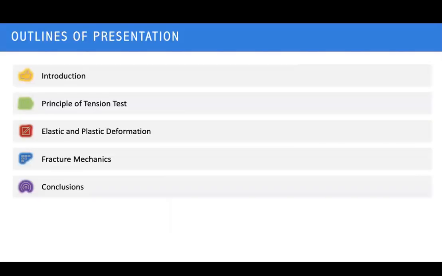In this lesson, first I'm going to briefly introduce what the tension test is. Then I will move into the principle of the tension test, and how deformations could occur in this tension test, and a little bit into the fracture mechanics while we perform the tension tests, and then I will make a conclusion.